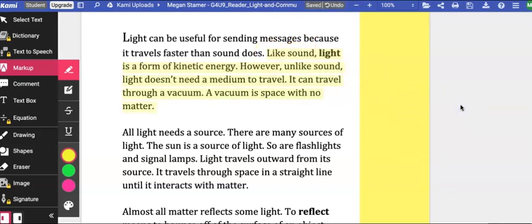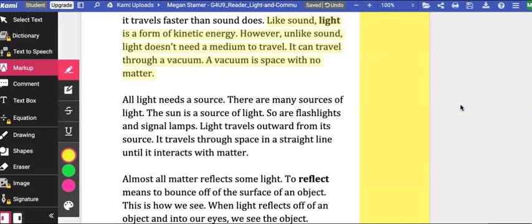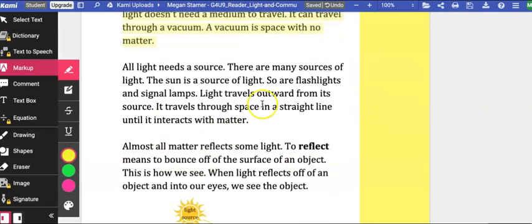All light needs a source. There are many sources of light. The sun is a source of light. So are flashlights and signal lamps. Light travels outwards from its source.